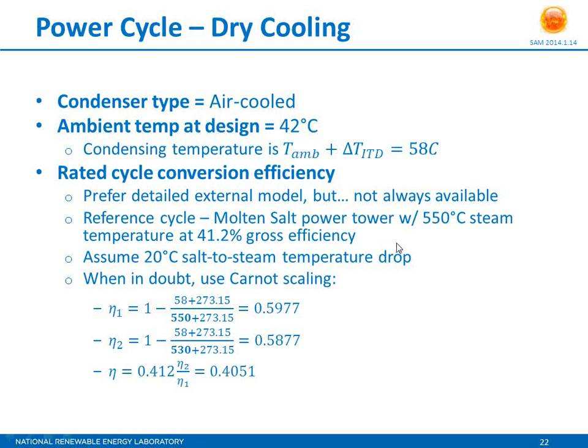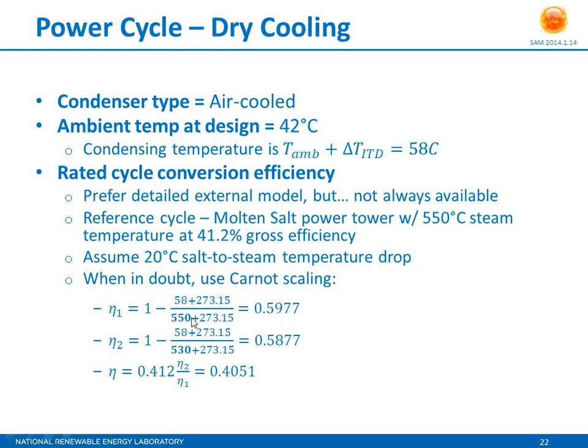Now, in absence of that information, there's some practices that you can use to get just a rough estimate. So what I've done here is I want to scale a case that we know. So we know that our molten salt power tower case with a 550 degrees Celsius steam temperature has a cycle efficiency of 41.2, and that's at these operating conditions. So if we assume a 20 degrees salt to steam temperature drop, we can use Carnot scaling to adjust this efficiency, just based on the Carnot efficiency, to match our new temperature case.